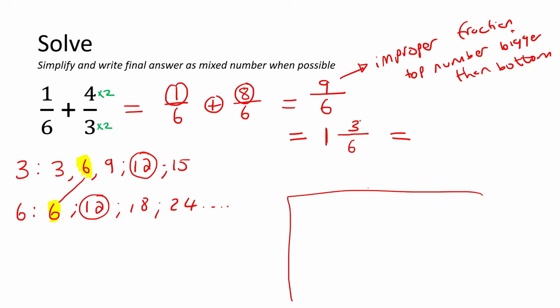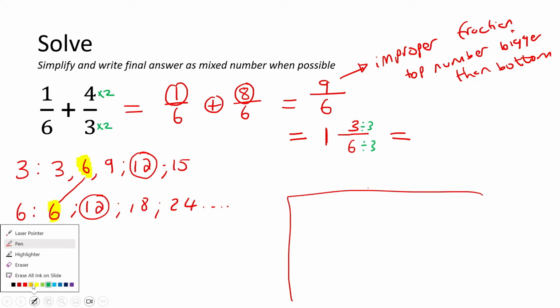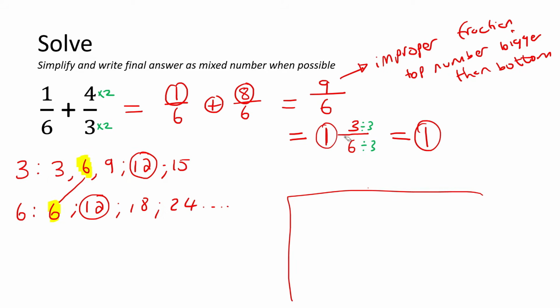Now, we can still simplify this a little bit further. The reason is that we can simplify this part. So the number 3 can go into both of these. So if we divide by 3 for both of them, remember, to simplify means to make it smaller. So we put the 1 over there, that stays as it is. But then the fraction becomes 1 over 2, because 3 divided by 3 is 1, and 6 divided by 3 is 2. And there's our final answer.